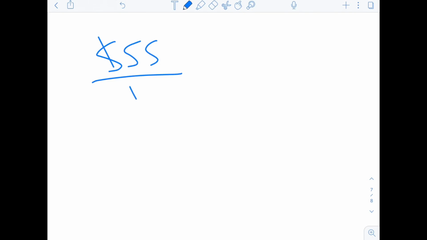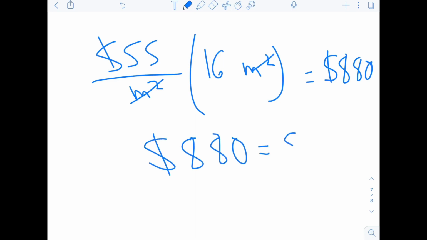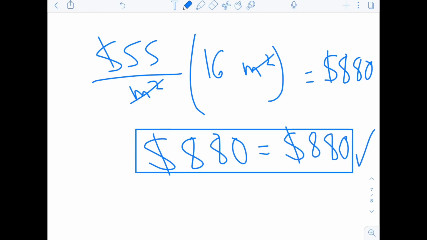And now let's check our work. So it was $55 per square meter, and there's 16 square meters. So that should cost $880. So meters and meters squared would cancel out, so we're left with dollars. And 55 times 16 is $880. So our answer makes sense.